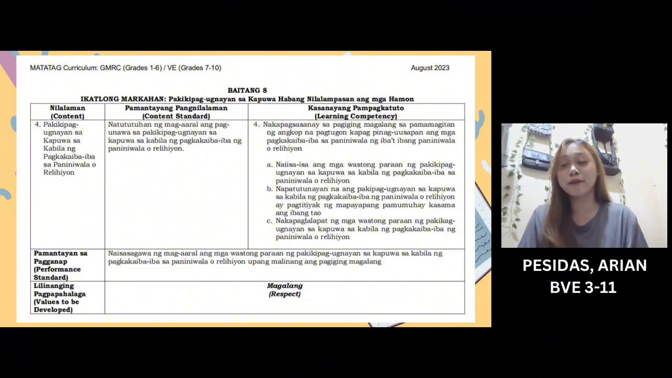Since this lesson is about values and attitudes, it cannot be measured through a traditional paper and pencil test. That is why we need other forms of assessment that can capture how students actually demonstrate these values in action. This leads us now to the how part of my presentation.